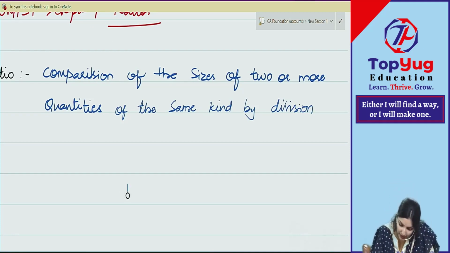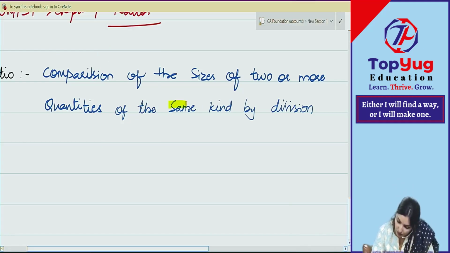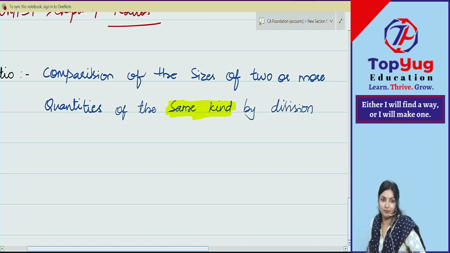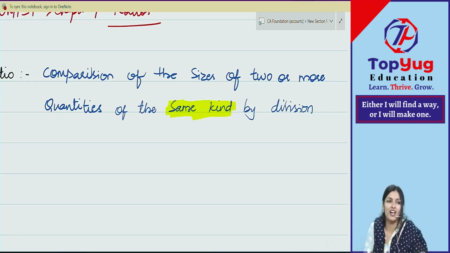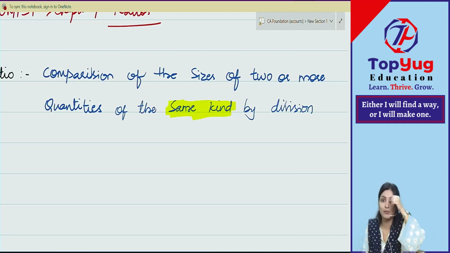So I just want to highlight over here, if I can. You can see I have highlighted this as same kind. The thing is, can I compare water with fire? No. Can I compare liters with weight, I mean kgs? No. Comparison has to be on an equal basis. It has to be commensurable. Commensurable.